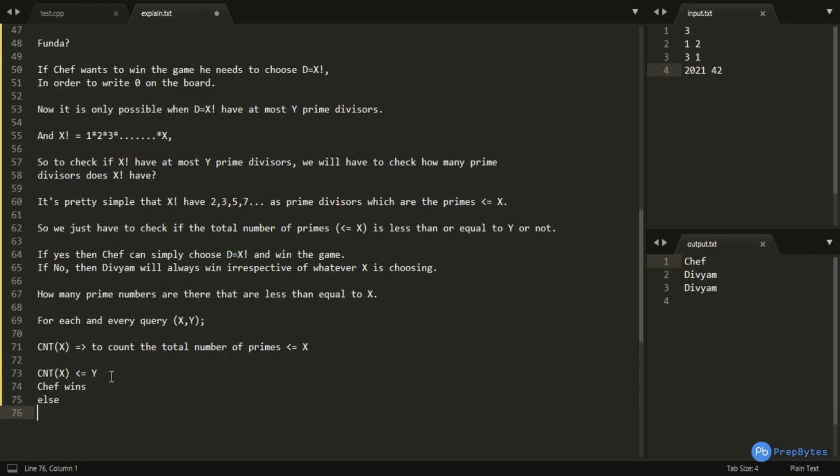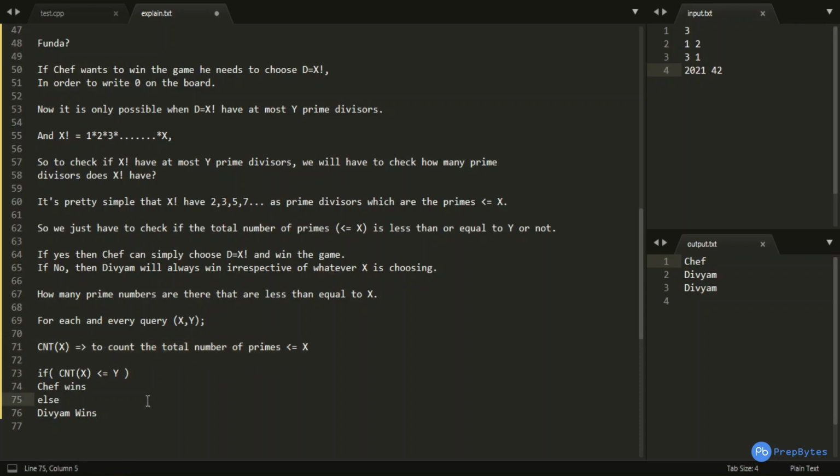Else, let me write if over here. This is the basic pseudocode for this particular problem. If the count of all the primes less than or equal to x is less than or equal to y, then Chef wins. Otherwise, Divyam wins. And how are we planning to write this particular count function to count the total number of primes less than or equal to x?